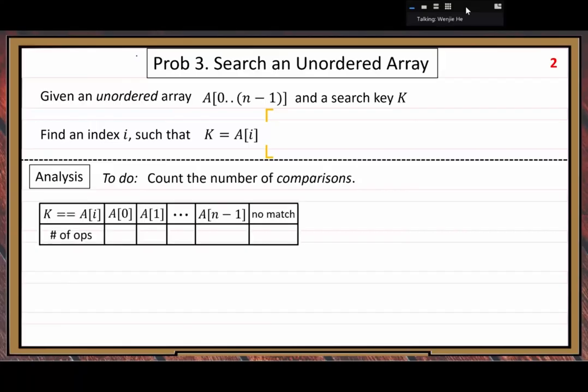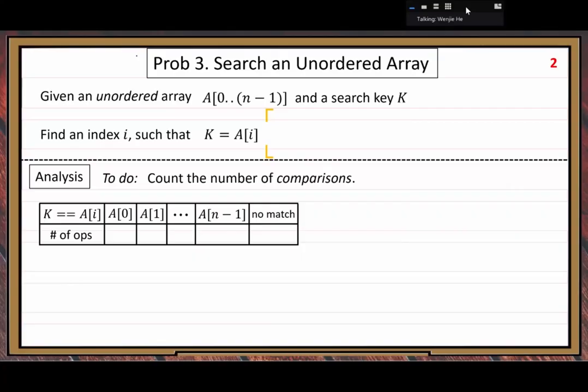Here, let's count. When we count the number of comparisons, we need to cover all the possible cases. We need to exhaust all the cases in this problem. So what are all the cases? Can you see we list all the possible cases? The first case, capital K equals the first element, second element, and so on. The last one, no match case. So we cover all the possible cases here.